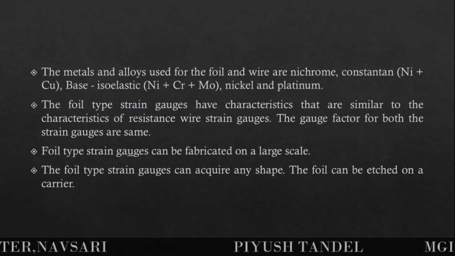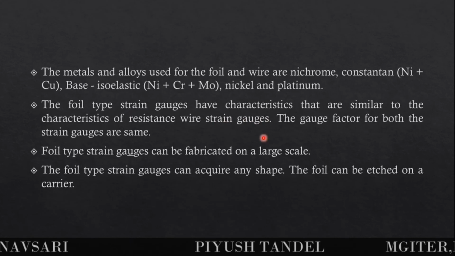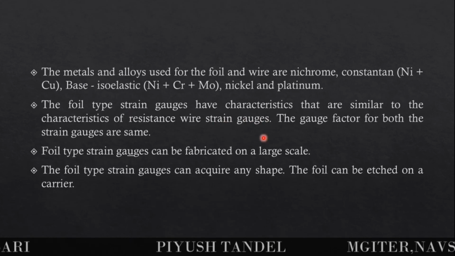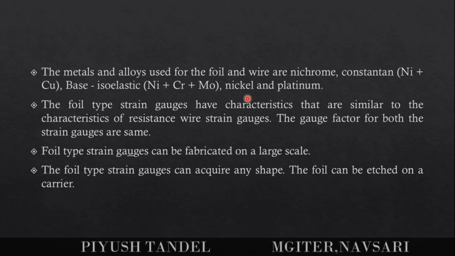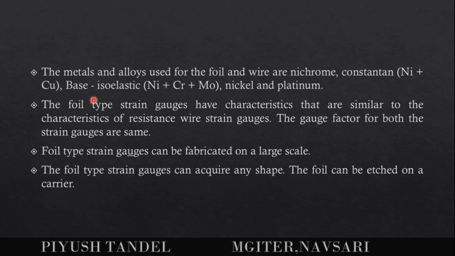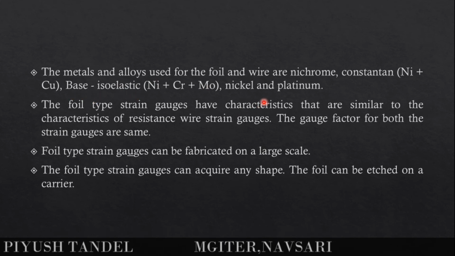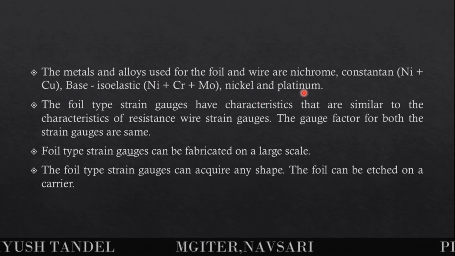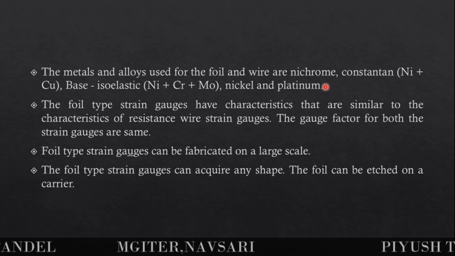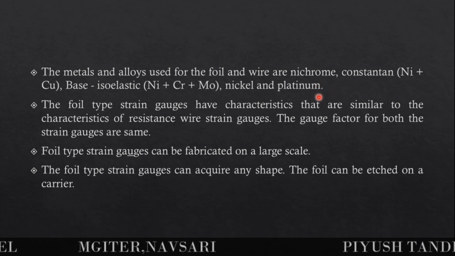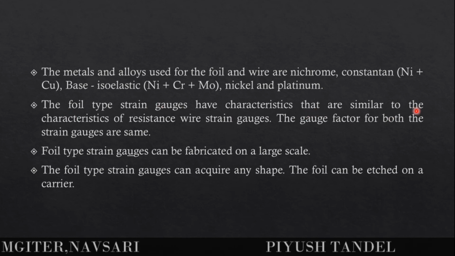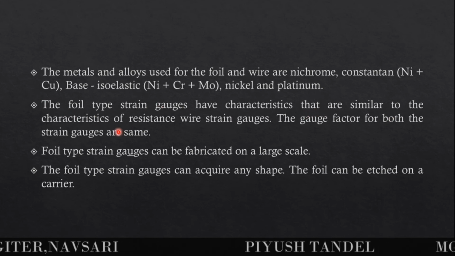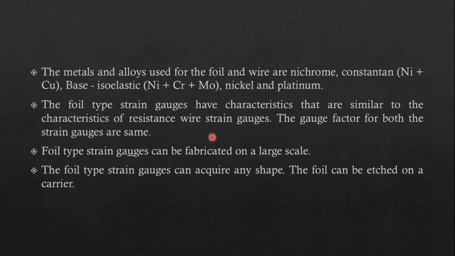Next, the metals and alloys used in the foil are nichrome, constantan, isoelastic, nickel and platinum. These are the different materials we are going to use in our bonded metal foil strain gauge. The foil type strain gauge has characteristics that are similar to those of a resistance wire strain gauge. The gauge factor of both strain gauges is the same.